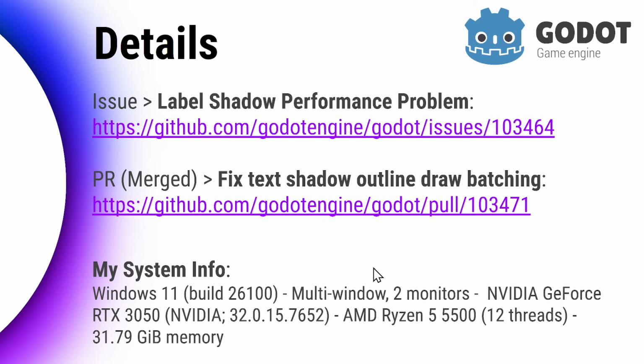And maybe you can see if I did something wrong, or you want to add some more different tests and that sort of thing. The merged pull request was called Fix Text Shadow Outline Draw Batching. Here is the link to that, and here's my system information, because maybe with a different graphics card or maybe on Linux it's completely different results. I don't know, but I'm just showing you my system information.